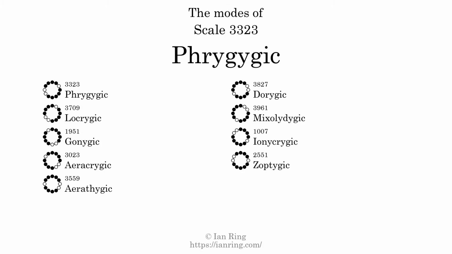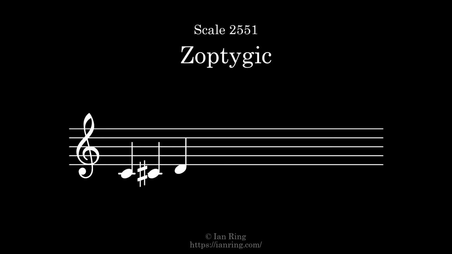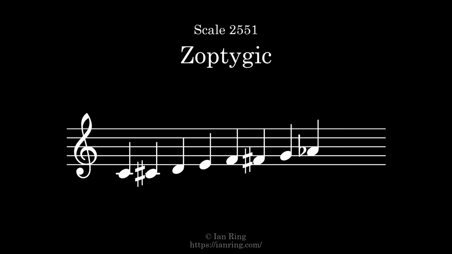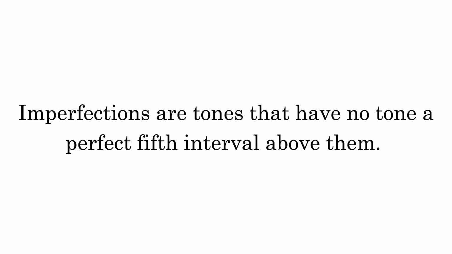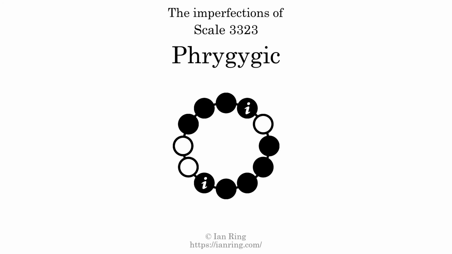The ninth and last mode is scale 2551, also known as Phrygygic. It sounds like this. Imperfections are tones that have no tone a perfect fifth interval above them. This scale has 2 imperfections. They are at positions here and here.